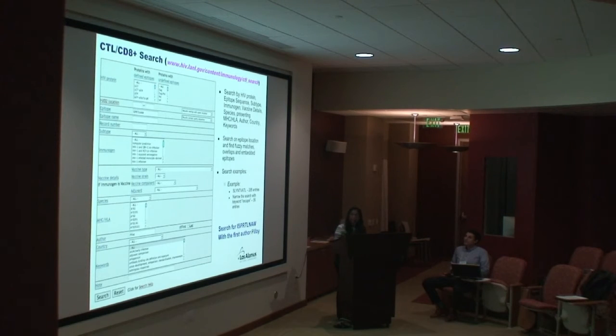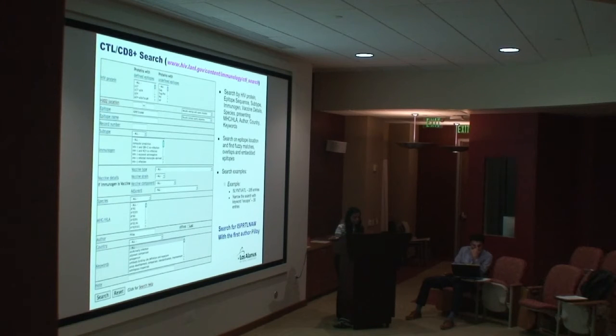So how would you search for an epitope if you were looking at it? There are different ways. This is what the search page looks like, and this is a CTL search page. Those are T cytotoxic cells, but the T helper cell page is exactly the same, so you would be able to search it the same way.